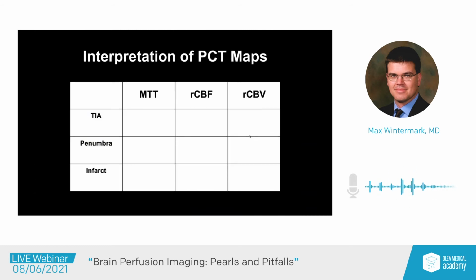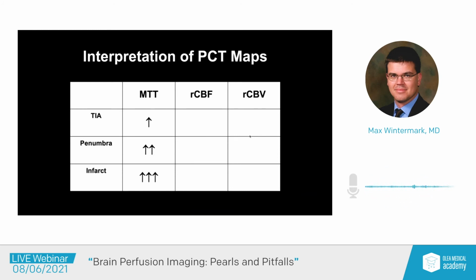Now I wanted to remind you about the interpretation of those maps. So again, typically you are going to look at them in combination. Typically the map that I look at first is the Tmax or the MTT, because it's the most sensitive one.